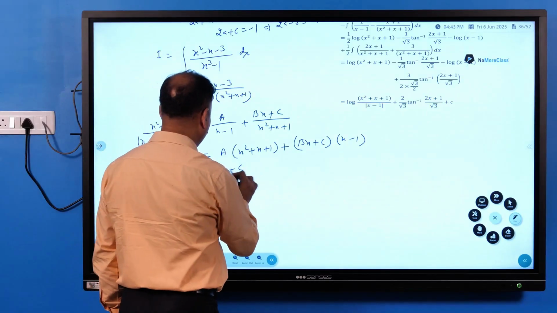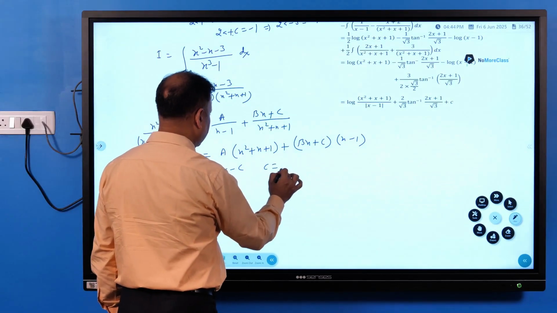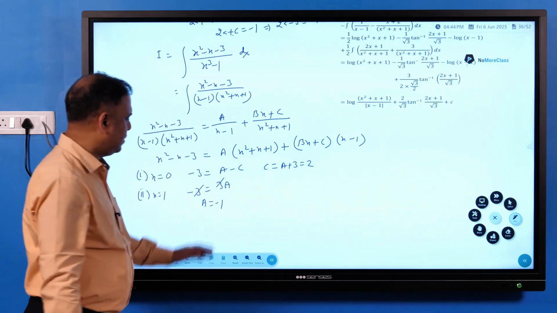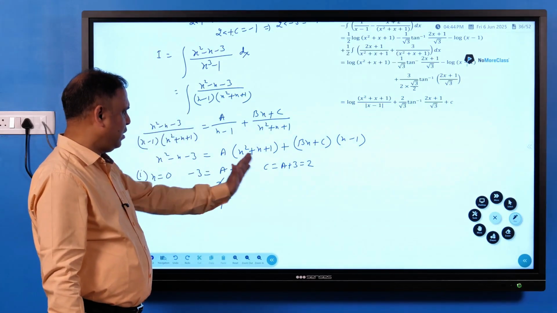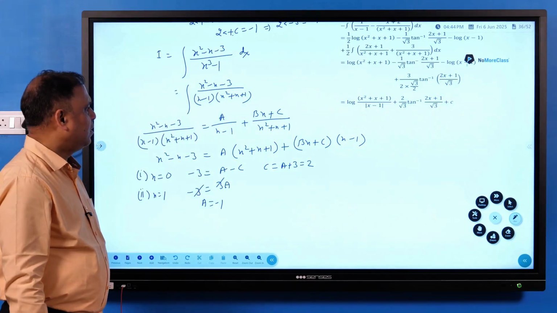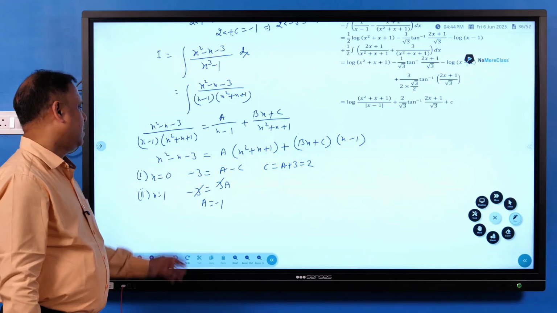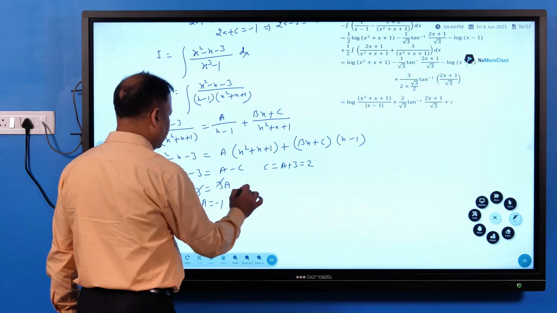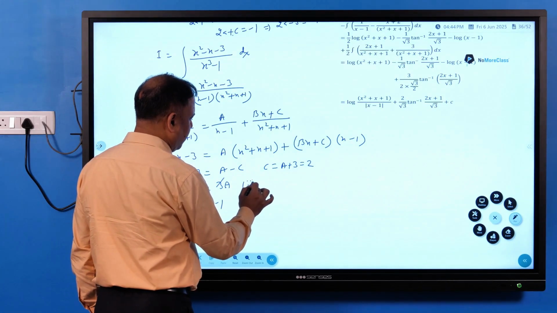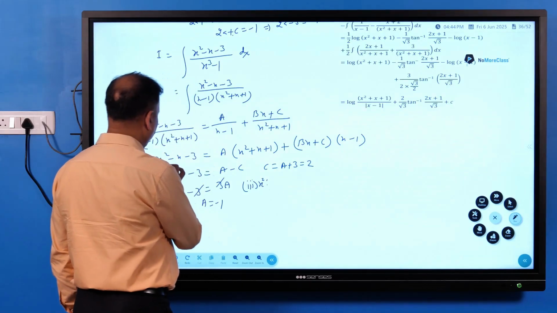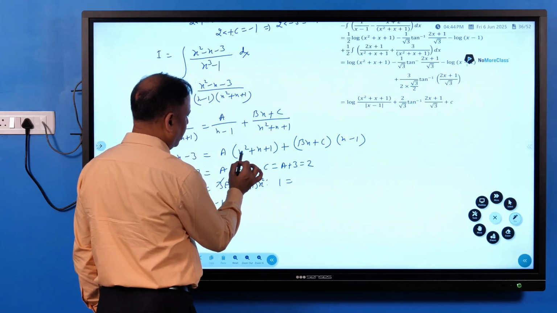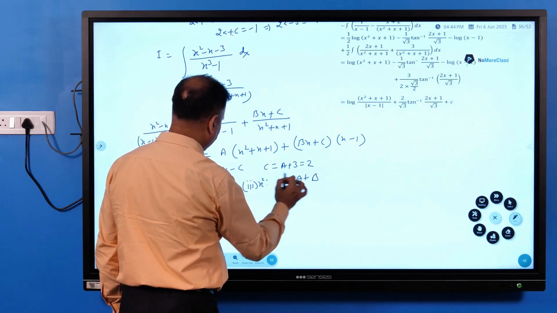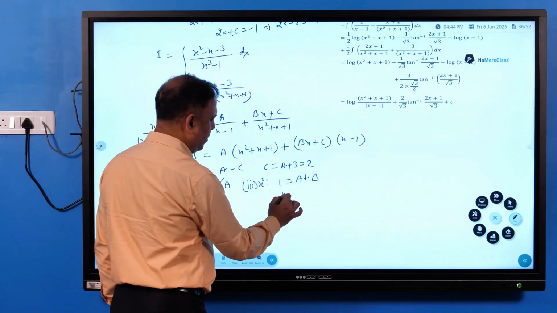So C = A + 3, with A = -1, so C = 2. Now the only thing left is B. Compare the coefficient of x². On the left-hand side the coefficient is 1, and on the right it is A + B. Now A is -1, so B will be 2.